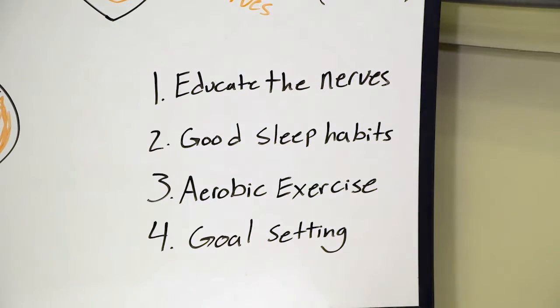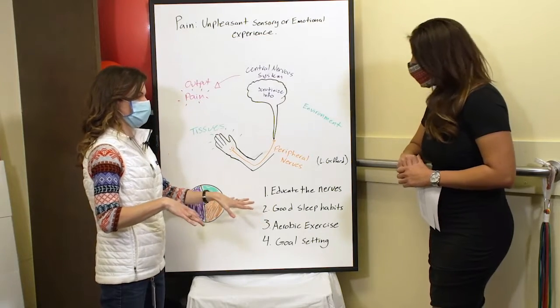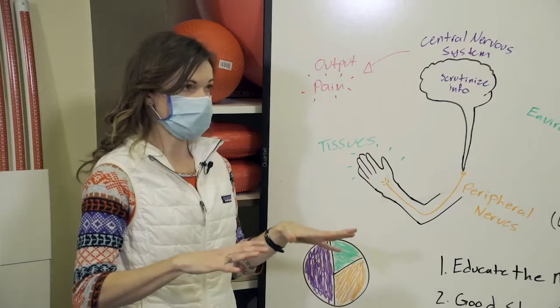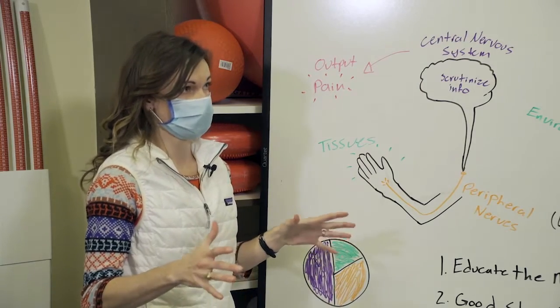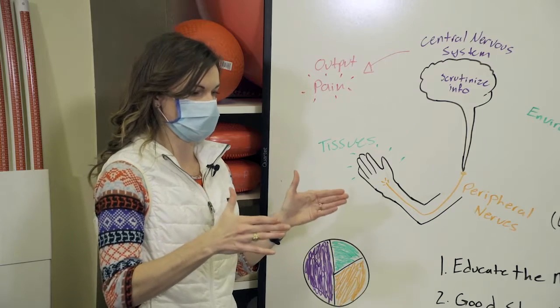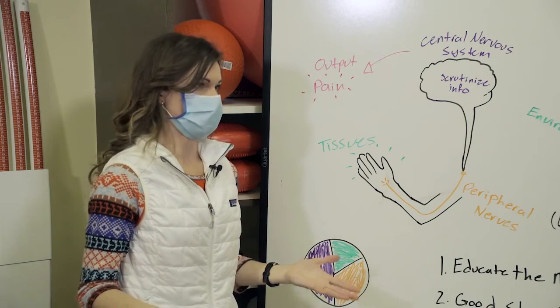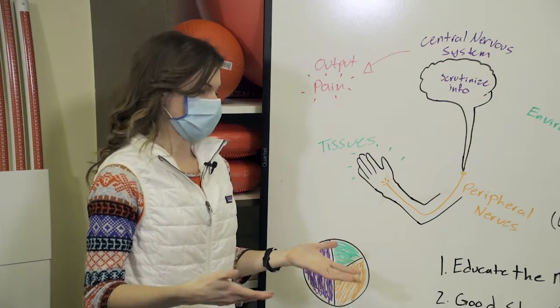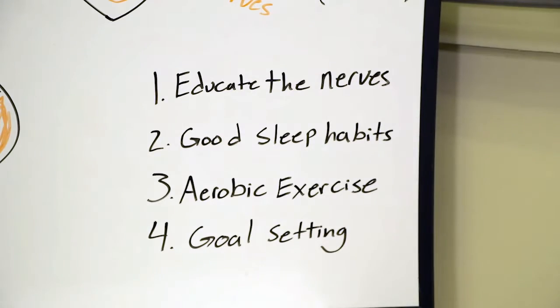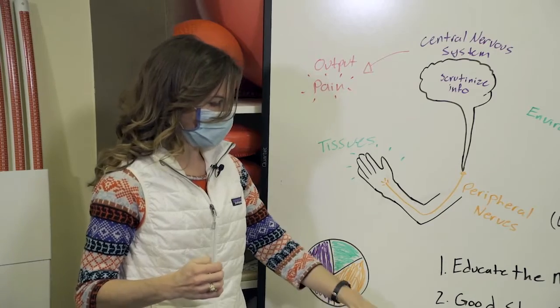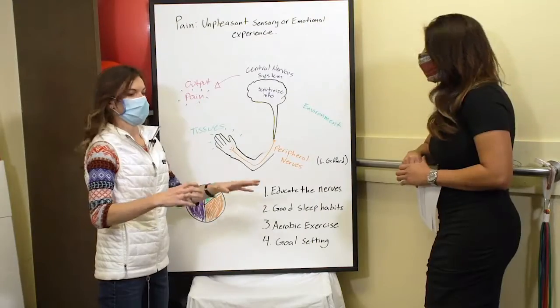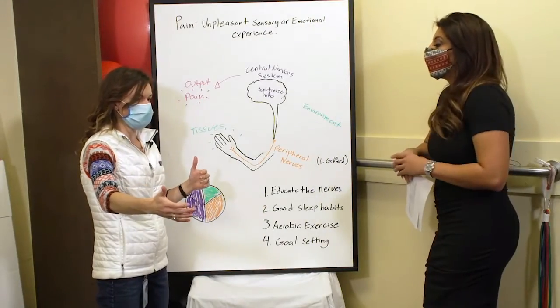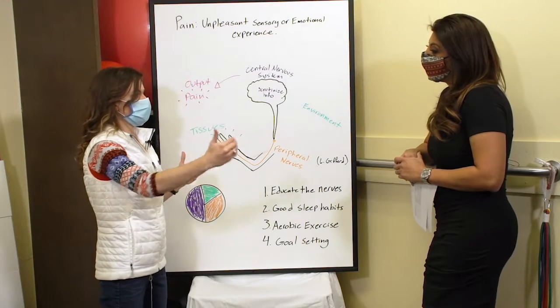Aerobic exercise is really good if you're able to do it, or just getting moving. Movement in general helps calm things down. Doing 10 minutes of aerobic exercise actually helps promote your brain to produce natural painkillers, if anyone's ever heard of runner's high. And then the last thing, goal setting. That goes along with what I tell my patients about focusing on what you can do. If you can't walk the mile that you used to, think, okay, at least I can make it to the mailbox and back.